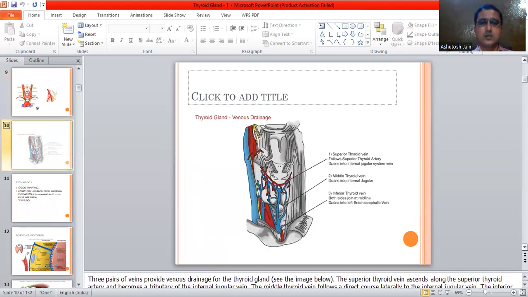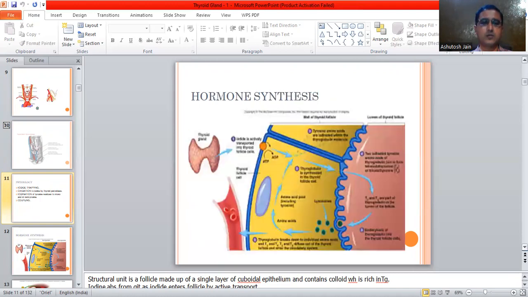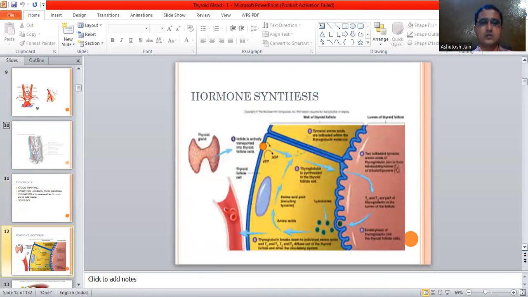The venous drainage. Superior thyroid vein follows superior thyroid artery and drains into the internal jugular vein. Middle thyroid vein drains into the internal jugular vein. Inferior thyroid veins of both sides join at the midline and drain into the left brachiocephalic vein. Physiology. Iodide trapping, oxidation to iodine by thyroid peroxidase, iodination of tyrosine residues to mono and diiodotyrosine and coupling. Hormone synthesis. This is a diagram depicting the hormone synthesis.